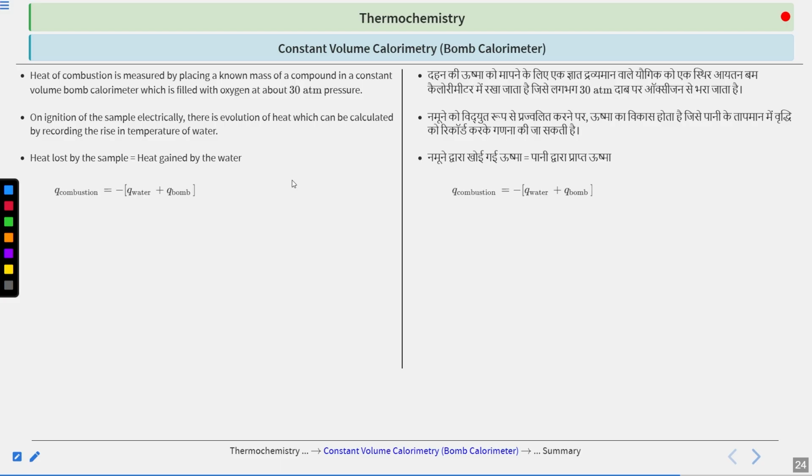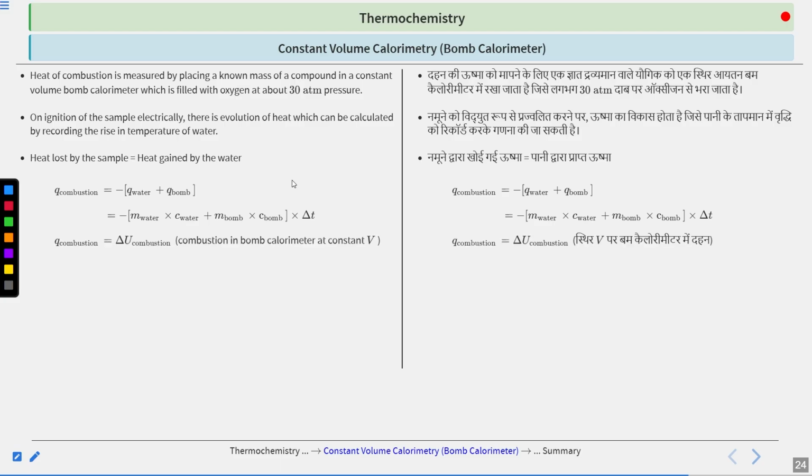Next we have the heat of combustion. If you are combusting something, then the heat of combustion is given as Q of water plus Q of bomb, with a negative sign. This is the overall heat of combustion; some is taken by the bomb and some is taken by the water. If you use the formula m c delta T, you can easily calculate Q combustion. Q combustion is equal to delta U combustion, and delta H combustion is delta U plus delta n_g RT.